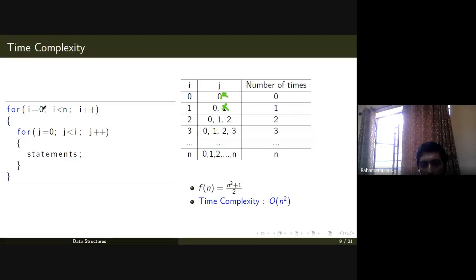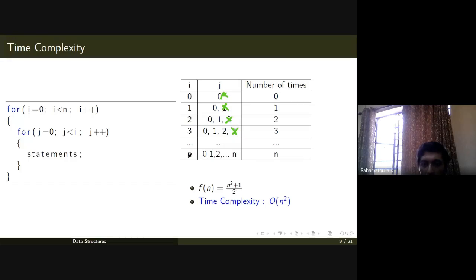For i equal to 2, j can take values 0, 1 and 2, and for value 2 the statements will not be executed, so the number of times it will be executed is 2. For i equal to 3, j can take these values, and for j equal to 3 it will not be executed, so the number of times executed is for j equal to 0, 1 and 2. So the number of times is 3.